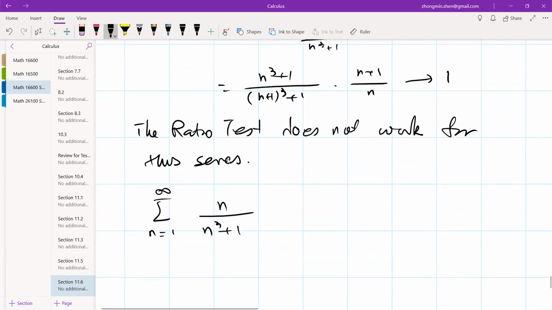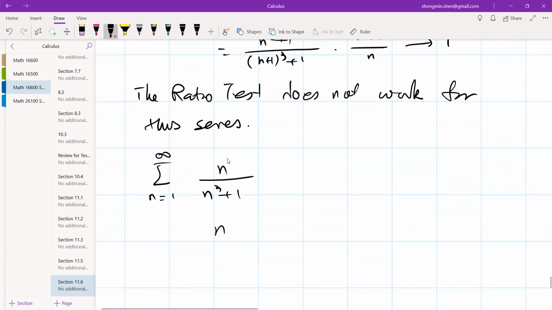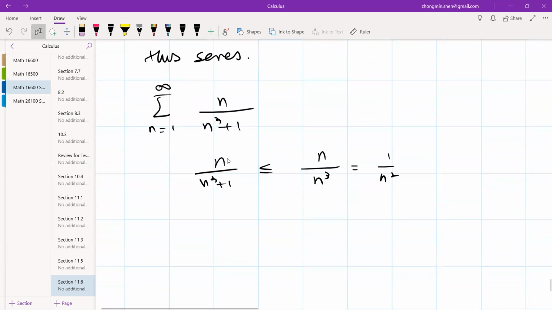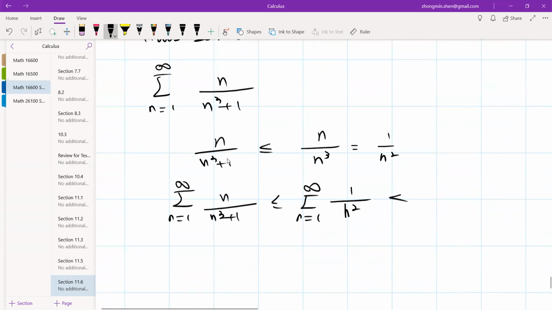I think in order to see that, you just drop some unimportant terms and only keep the leading term. So n over n cubed plus 1 can be compared directly, and it's going to be 1 over n squared. The comparison test gives the answer. Okay? The comparison test gives the answer, n over n cubed plus 1 is less than or equal to 1 over n squared, and that is convergent. So you're done, right?